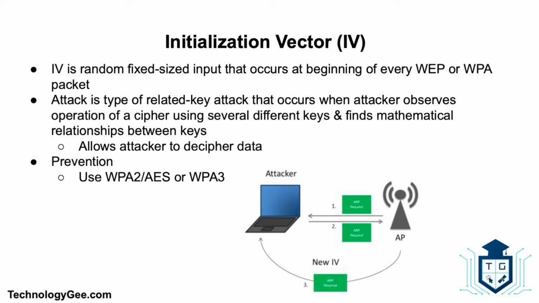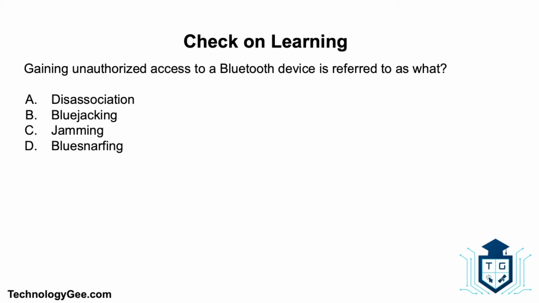An IV attack is a type of related key attack which occurs when an attacker observes the operation of a cipher using several different keys and finds a mathematical relationship between those keys, allowing the attacker to ultimately decipher data. The best way to prevent IV attacks is to use stronger wireless protocols such as WPA2 with AES encryption and WPA3. All right, so that was my quick little class on wireless network attacks.